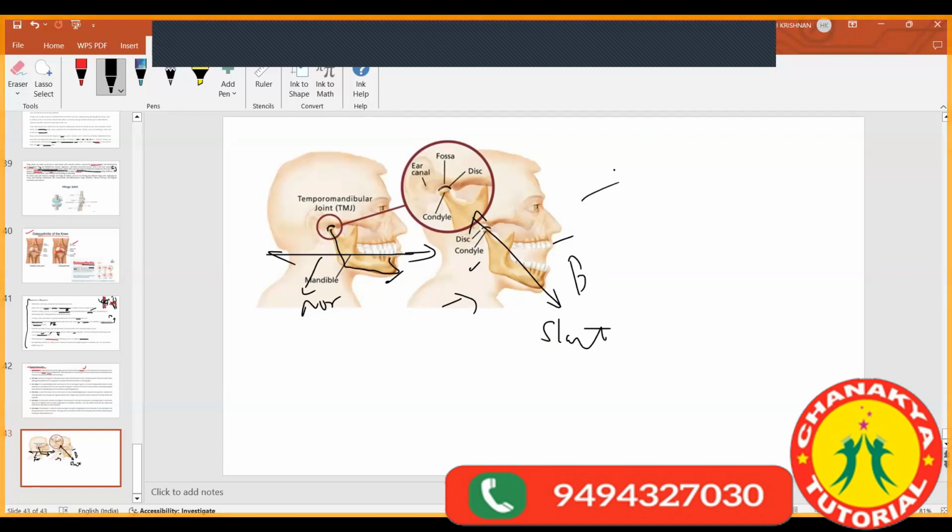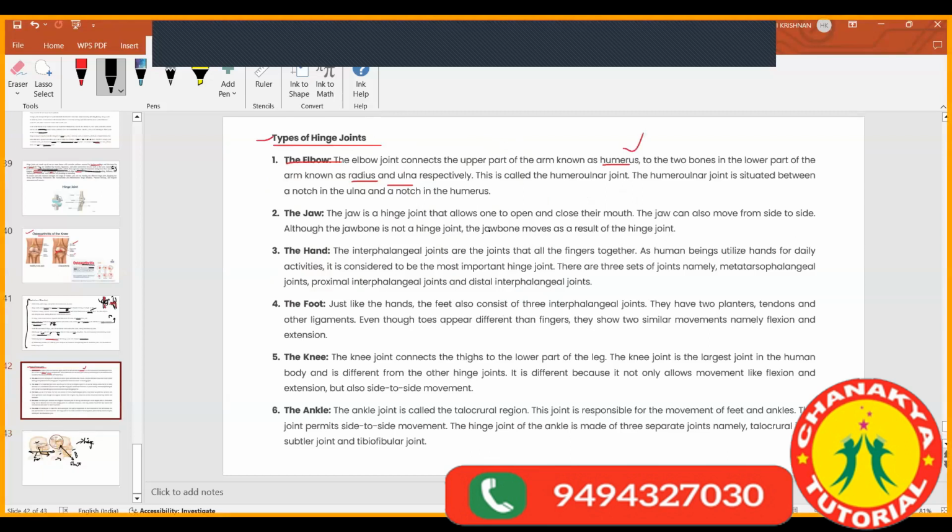So obviously they come under hinge joint, right? By definition, a hinge joint can be moved only in one plane. So by definition, the jaw comes under hinge joint, and the joint present here is the temporomandibular joint, TMJ. Okay, remember this. So jaw is a hinge joint.